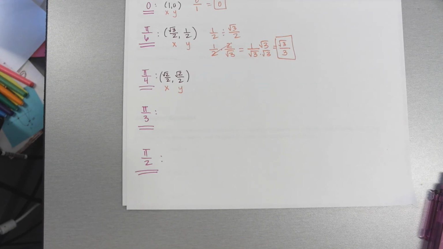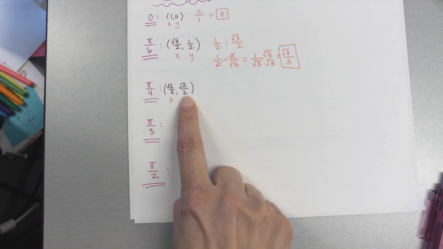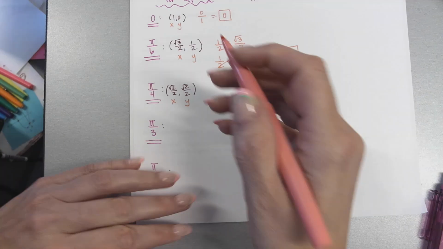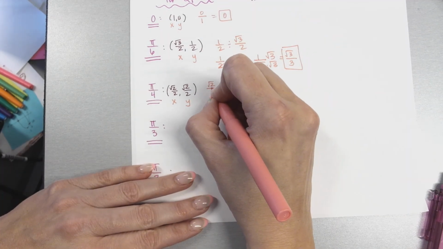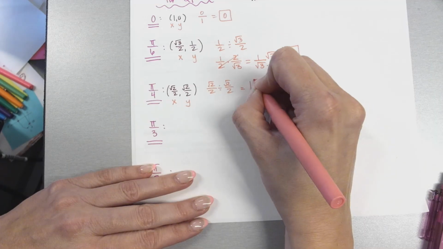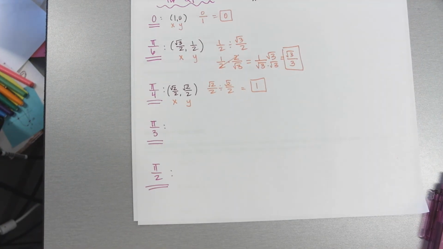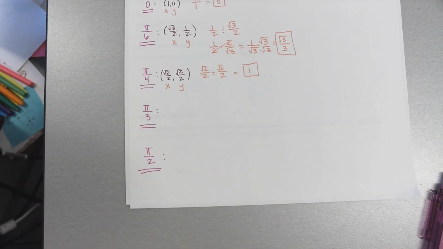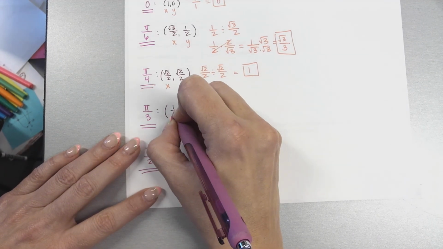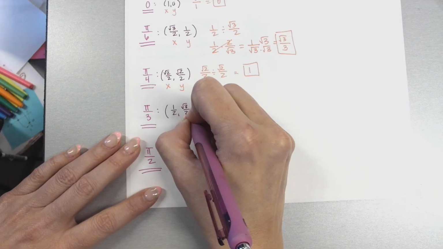Okay, and pi over 4 is my favorite one. It might be yours too because they're the same thing, right? Root 2 over 2 divided by itself is just what? 1. So anything divided by itself is 1. Okay, so you don't even have to do the keep, change, flip, right? We can use that property. All right, and then for pi over 3, you have 1/2, root 3 over 2.